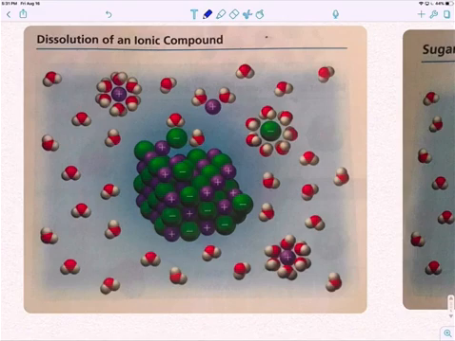And later on we'll talk about solubility rules, and notice with the solubility rules that the soluble compounds are the ones that are really low in charge.